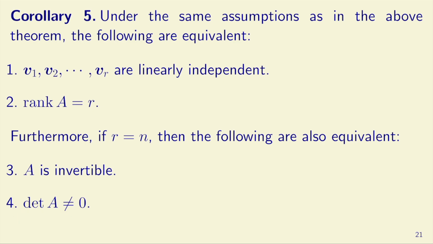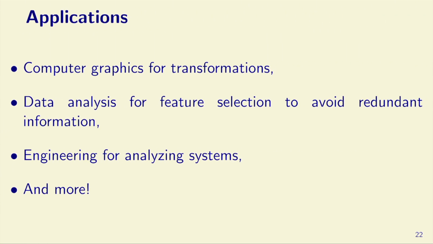Wow, so all these concepts are really interconnected. Linear independence isn't just about vectors, it tells us a lot about matrices and solving systems of equations. Precisely. In practical terms, linear independence is vital in fields like computer graphics for transformations, data analysis for feature selection to avoid redundant information, and even in engineering for analyzing systems. It's all about efficiency, uniqueness, and understanding the true underlying structure.